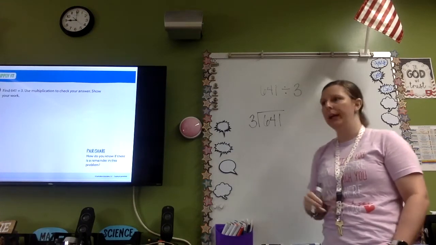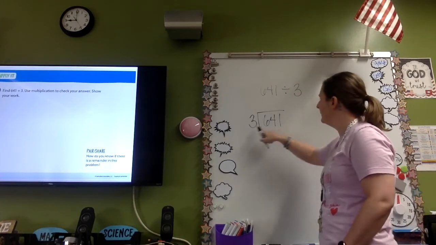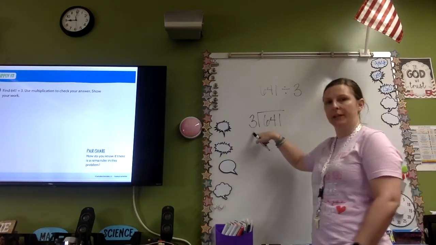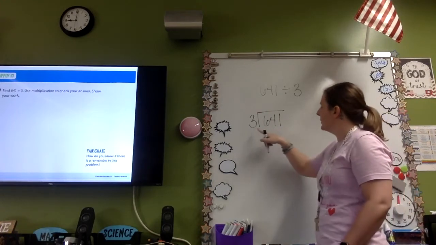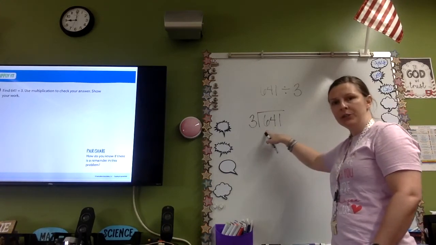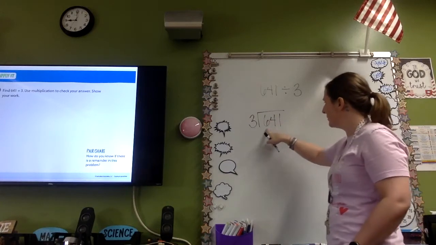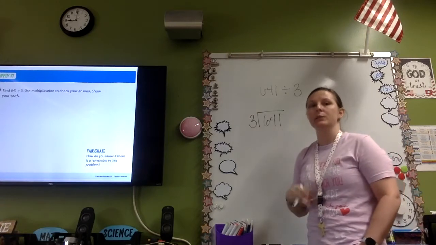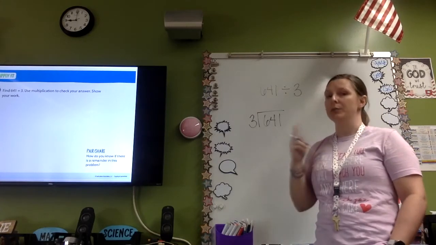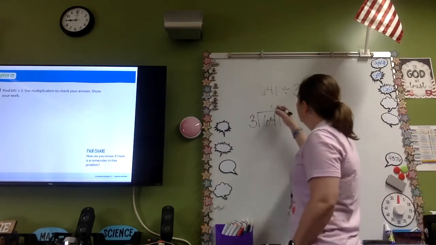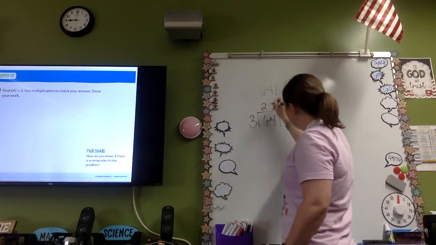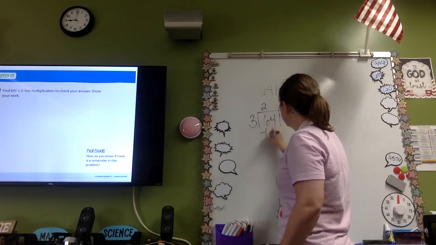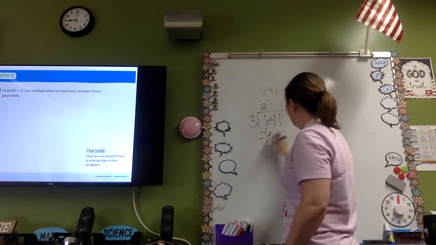Okay, so now we're going to look at 641 divided by 3. 641 is inside my house, 3 is on the outside of my house. We're going to start just like we did with the last problem. We start with our 6 here. How many times can 3 go into 6? Well, I know that 3 times 2 is 6. So I'm going to put a 2 here. And then when I subtract, minus 6, that gives me a 0.